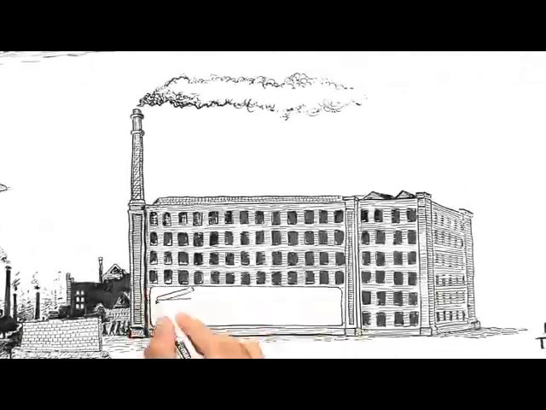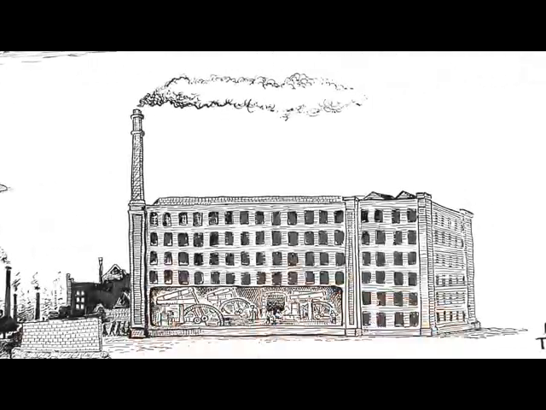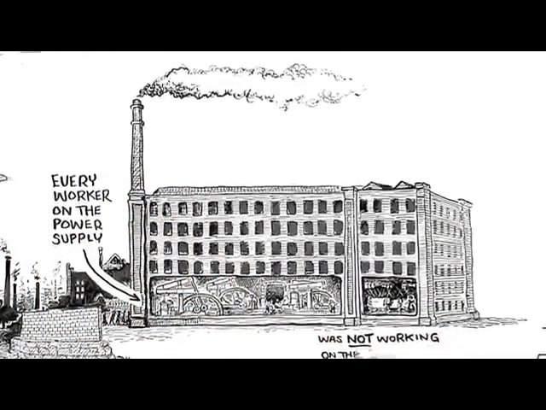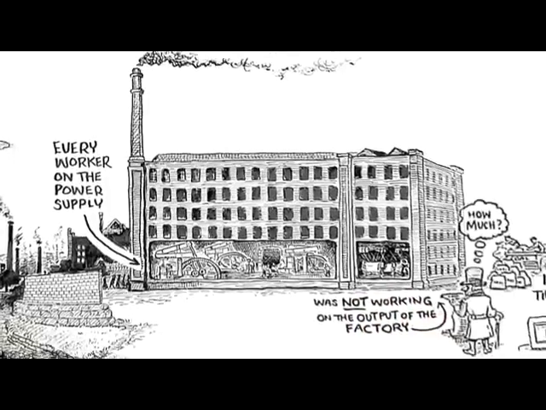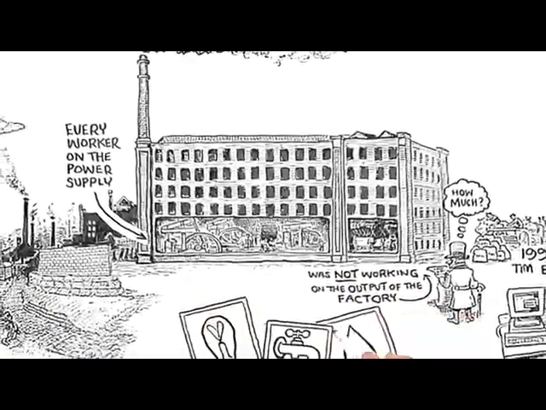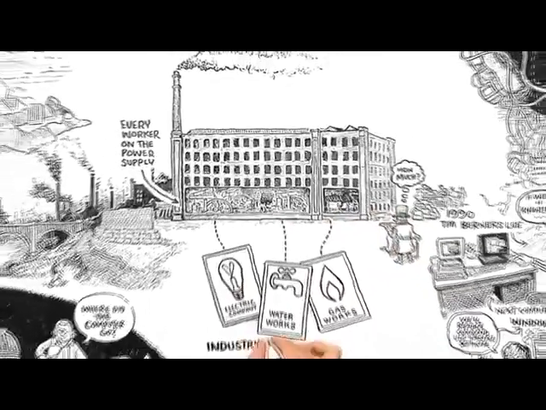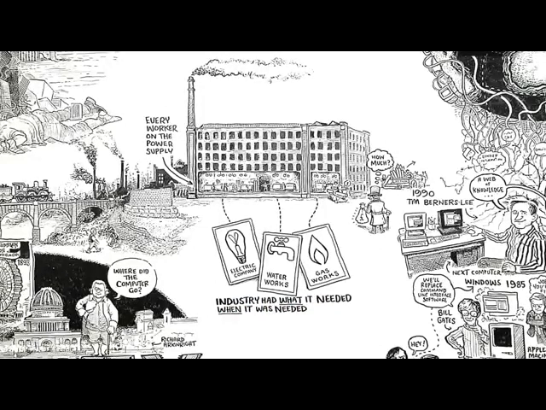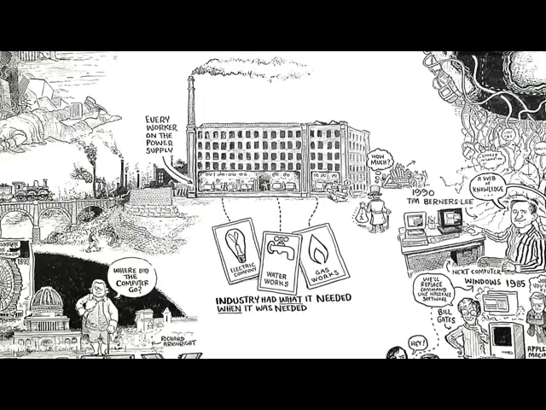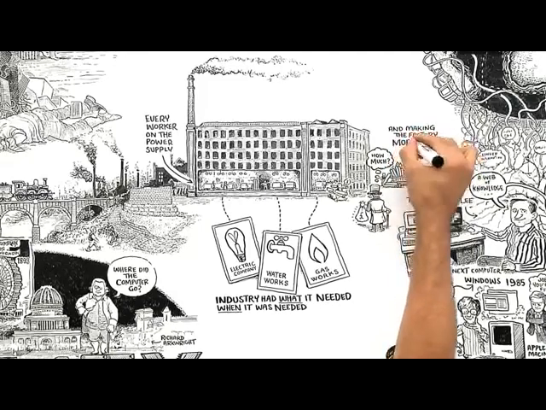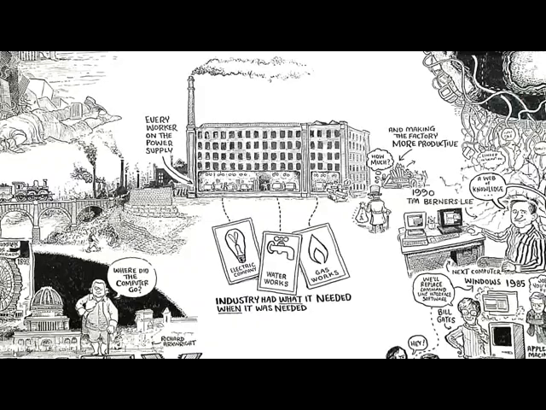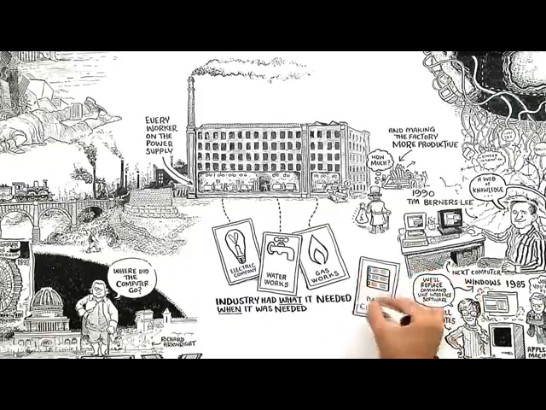Steam power meant factories could move away from the river, but workers were still needed to run the power station. Every worker on the power supply was one not working on the output of the factory. So when power, electricity and water became a utility, industry had what it needed, when it was needed. This meant the power station workers could spend time making better use of the power and making the factory more productive. Now, as with water, electricity and gas, computing is also a utility.